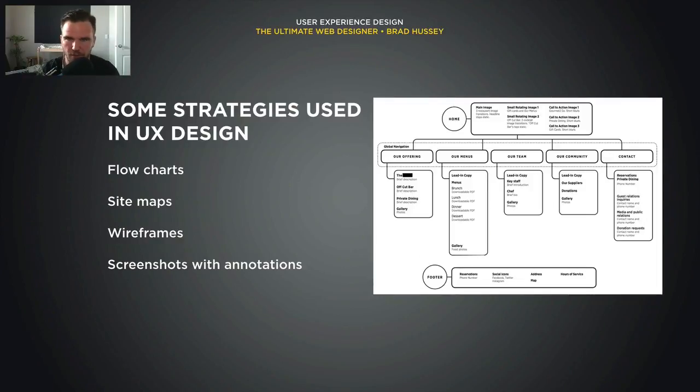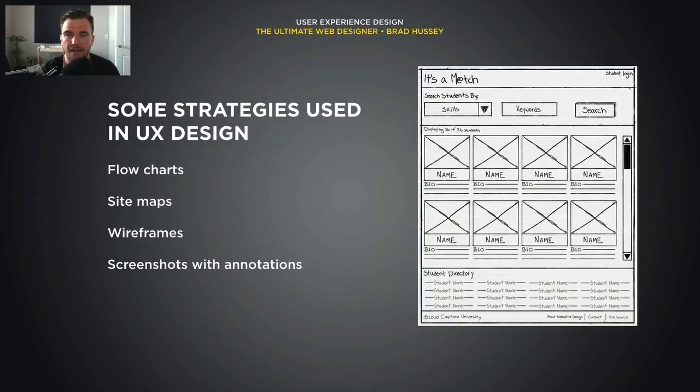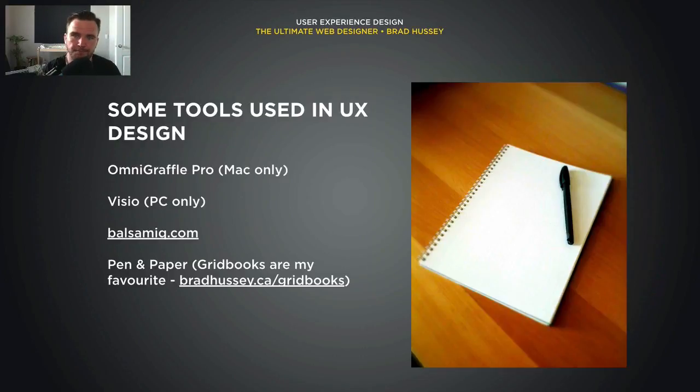Here's just an example of a sitemap. It looks like this. This is a fancy sitemap done by a really skilled designer. Usually sitemaps are much more gross, just a table in Excel or Apple's Numbers. And this is a wireframe.